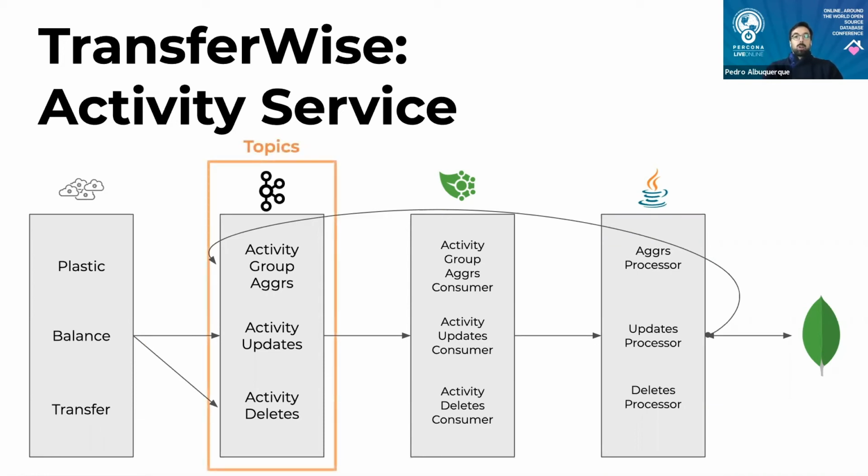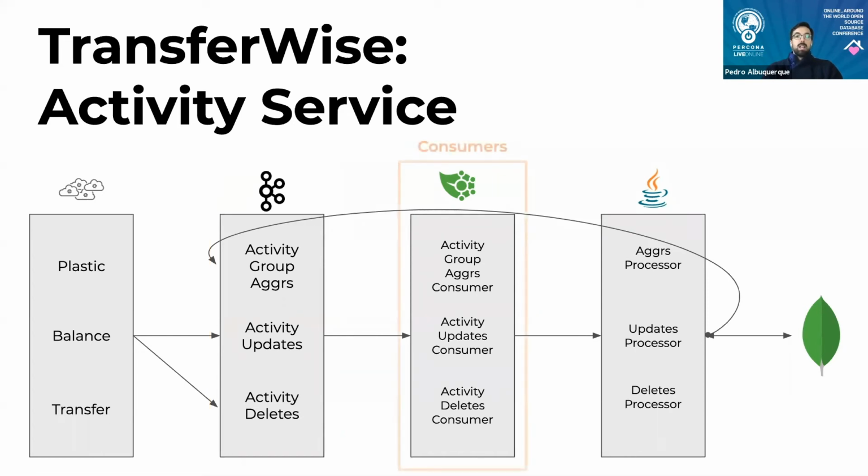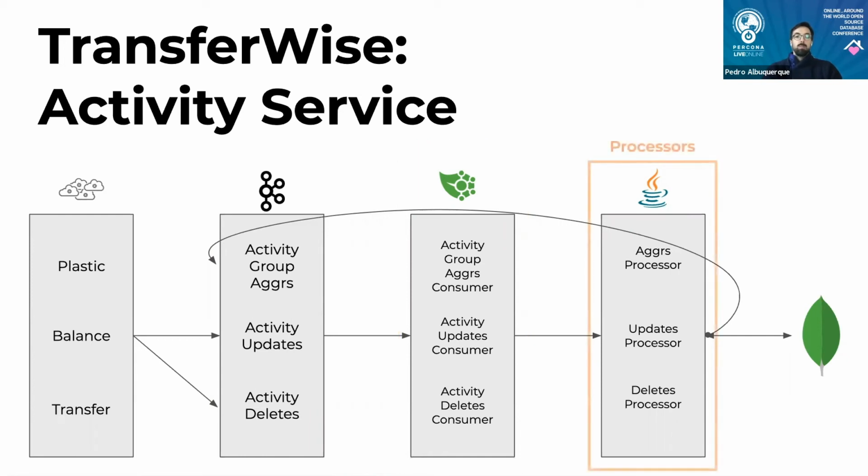These are the different topics used for this service. Two are used by other services to send activity updates and deletes, and the other one is used internally by activity service to help processing batch activities. Then we have the consumers that will take care of reading from the Kafka topics and deserialize messages. And finally, the processes will take care of, from other things, sync records into MongoDB.